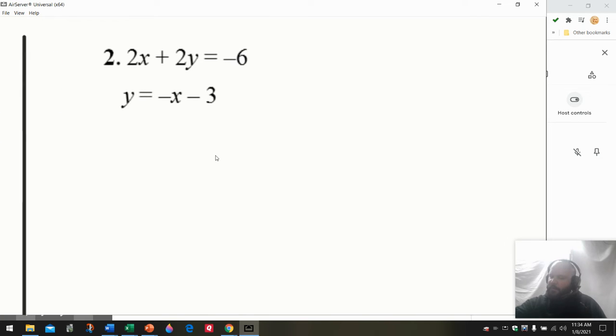Okay, let's look at this next one. Same as what we did the other day. This one is easy because it's already in slope-intercept form. So the slope is -1 and the b is -3. Now this one, though, we need to get in slope-intercept form. So I'm going to subtract 2x from both sides.